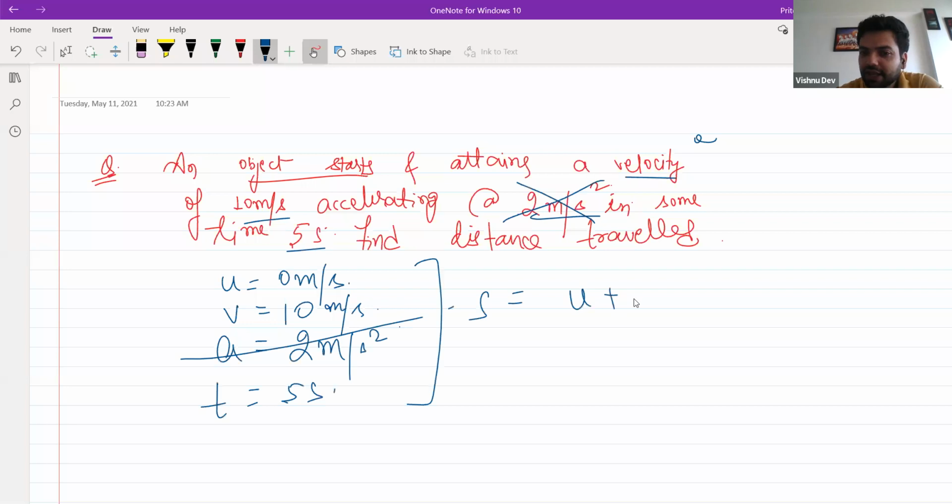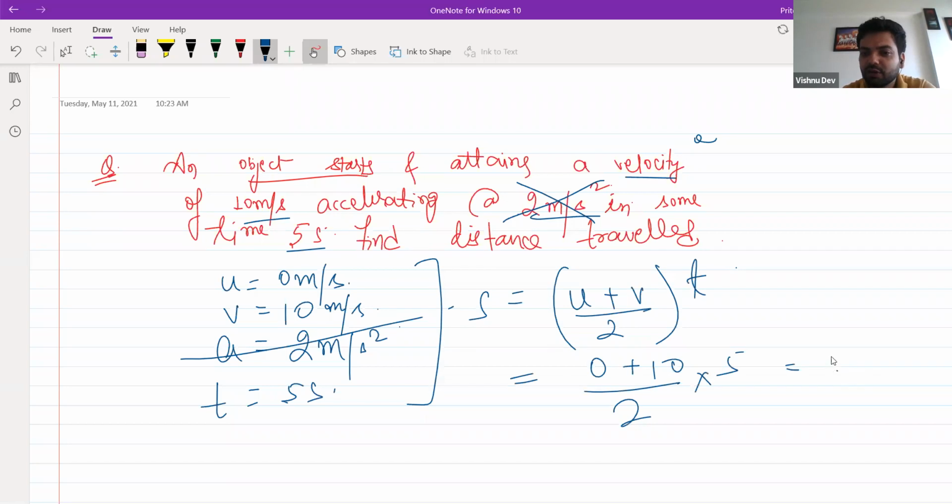So I can use the new equation, (u plus v) by 2 into t. Putting the values, (0 plus 10) by 2 into 5, we get 25 meters. Right? I hope all the things are clear to you, students. So just attempt the leftover questions in your modules.